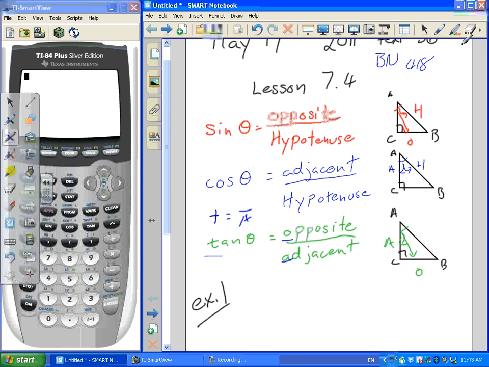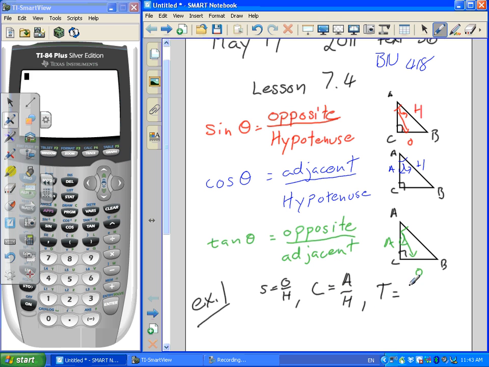So you may have heard of something like this. It's a way to remember what each of them are equal to. They call it SOH, CAH, TOA.